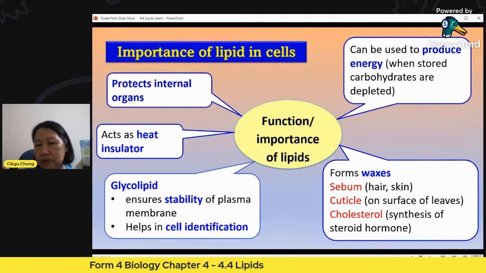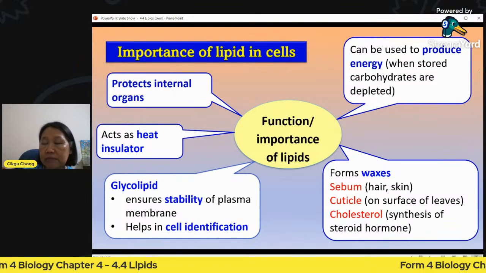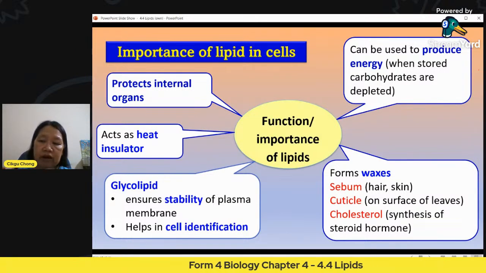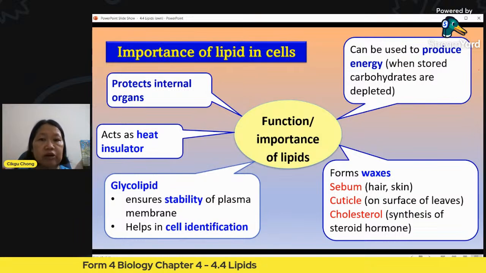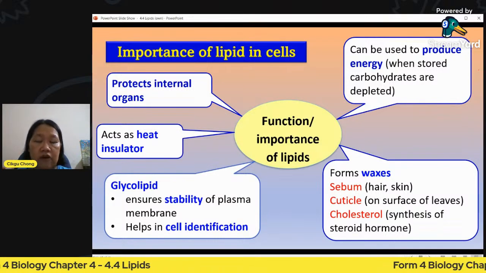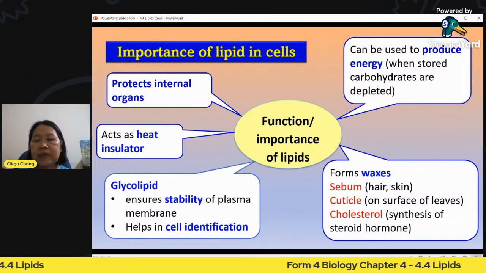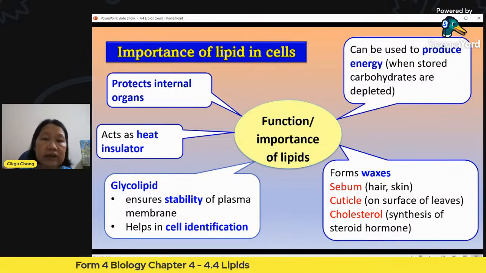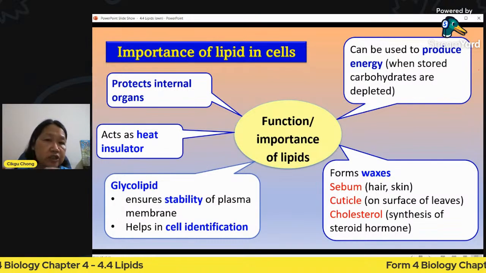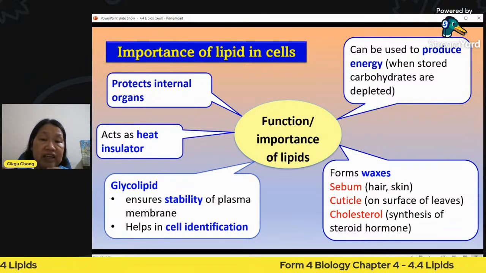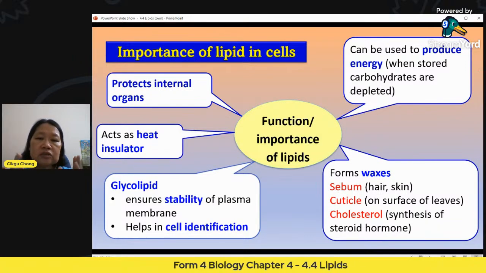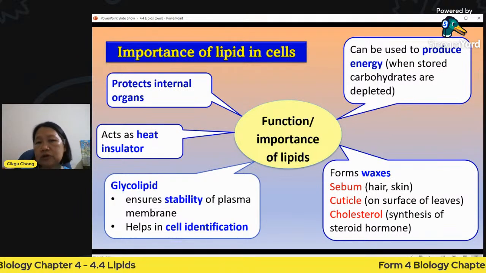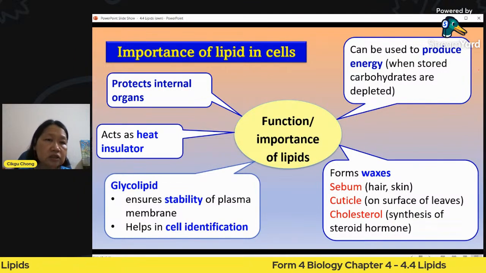Then you have cuticle, for the plants. The surface of the leaf has a layer of wax called cuticle. And you also have our fingernails. Sorry, not cuticle. Then you also have wax on certain parts of the leaves. And then cholesterol. Cholesterol is used to form steroid hormones. Cuticle is also actually on your fingertips, on your fingernails. So all these are examples of waxes: sebum, cuticle, and cholesterol. So these are the things that you need to know. This is all you need to know about lipid.